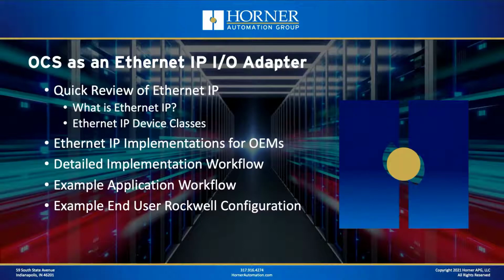Okay, here's how we're going to break down today's topic. We're going to start with a quick review of Ethernet IP. What is Ethernet IP? We're going to talk about different Ethernet IP device classes. There's different types of devices on Ethernet IP. It's good to understand the differences. We're going to talk about different Ethernet IP implementations and which ones really are best for OEMs. We're going to talk about detailed implementation of those Ethernet IP workflows, and we're going to give you examples of those. And then at the end, we're going to show you what the configuration looks like on the Rockwell side of things that your end user will go through to share that data with your machine over Ethernet IP.